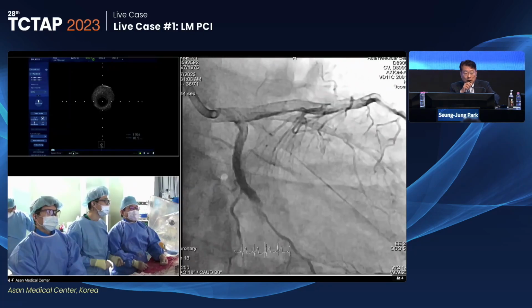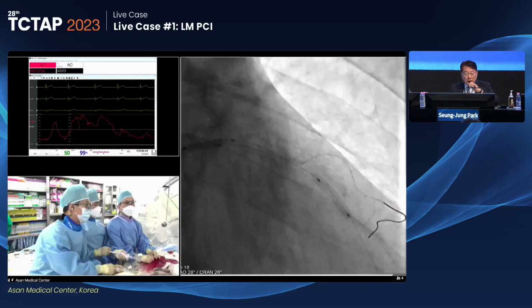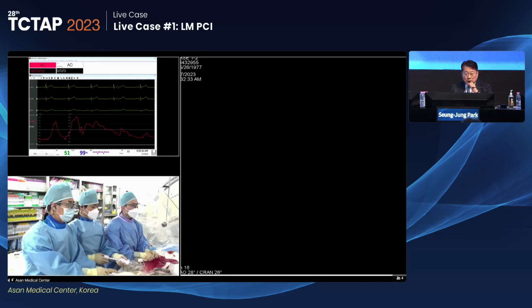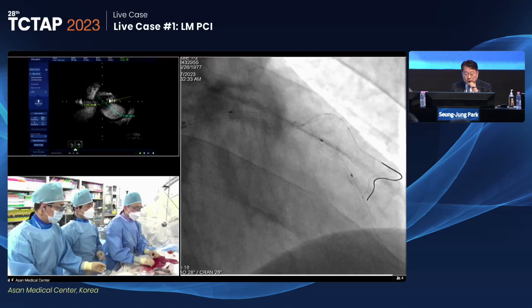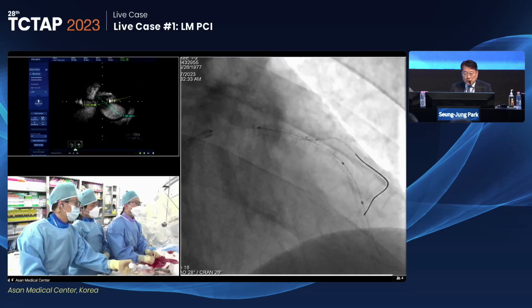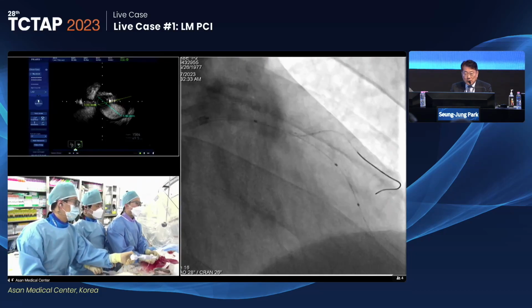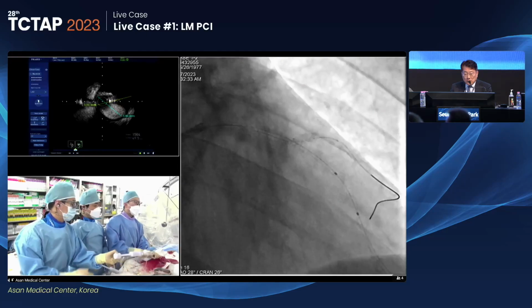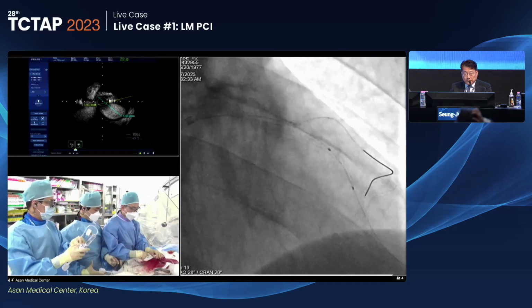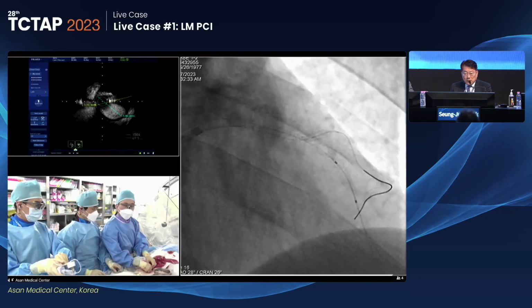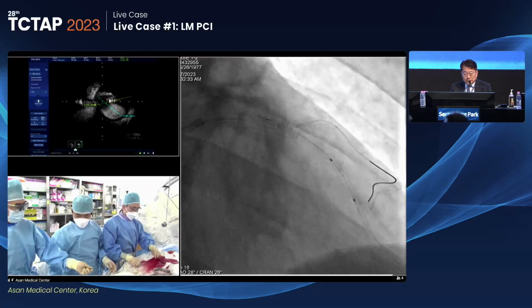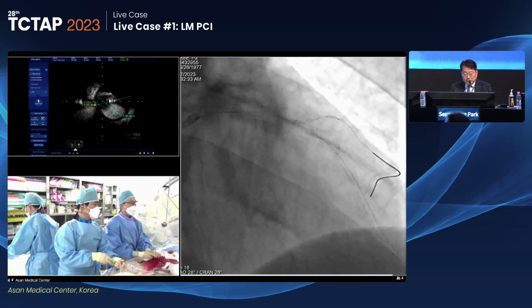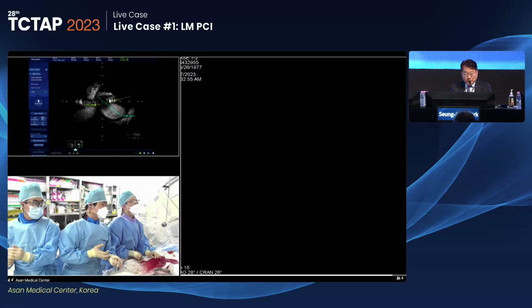You want to move, Dr. Kang? Yes. Finally, would you show us? Oh yeah, we are doing the final kissing. I did the rewiring and some balloon, and we'll introduce the last balloon, 2.5, for kissing. Can you please show us the final angio? Check angio. Okay, this angio is just before the final kissing.